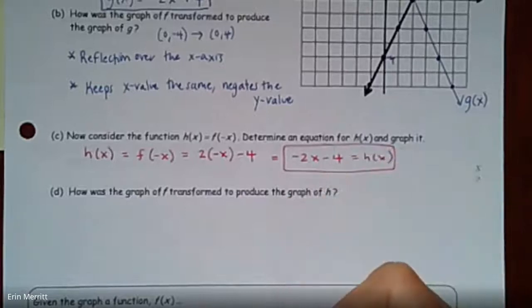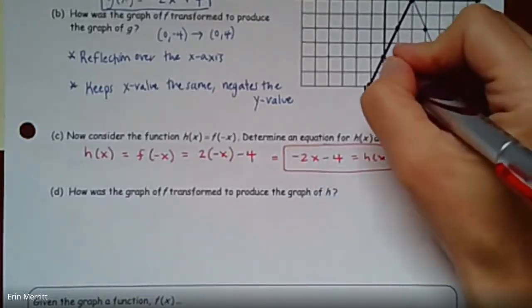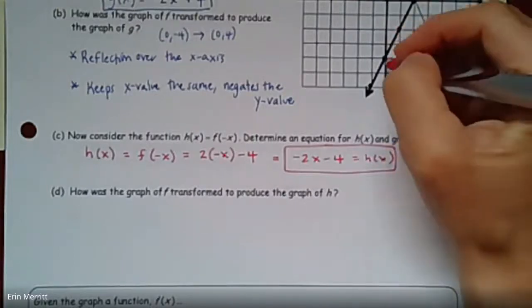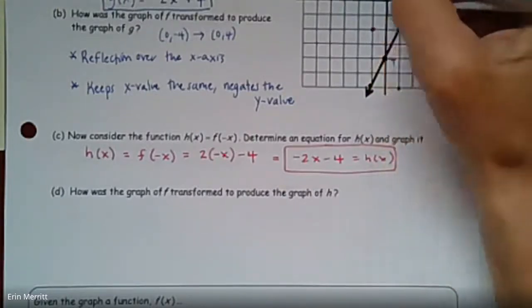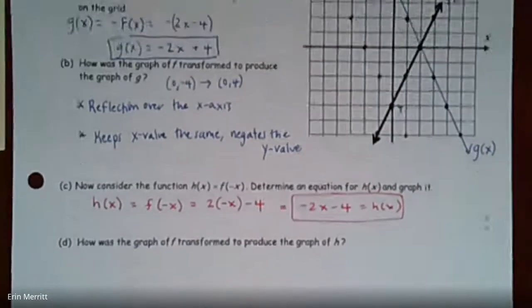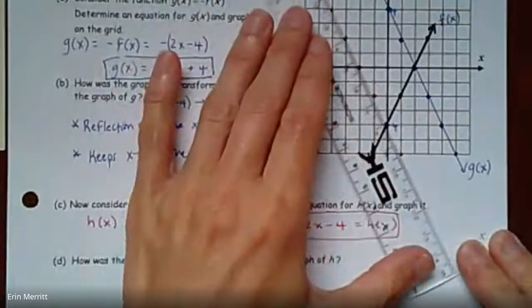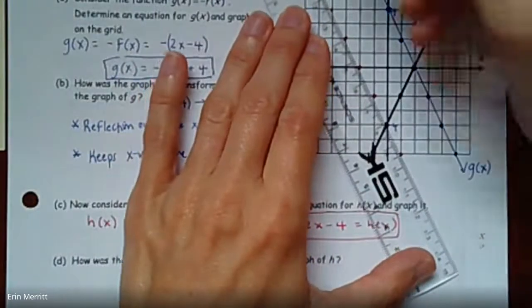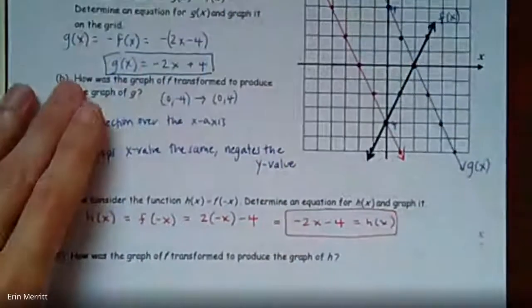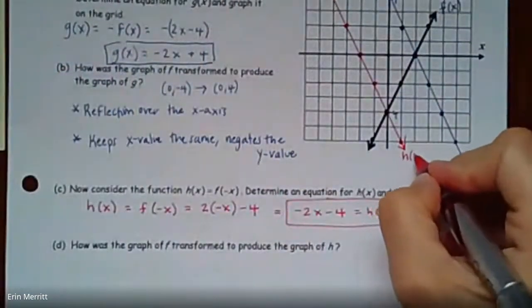All right, graph this. That means I start down at -4, and then my slope is down 2, right 1, or it might be more productive to go up 2, left 1. So repeat that a couple times over, and then go grab your straight edge and make a lovely straight line out of it. All right, and don't forget to label it. So this is our h of x now.